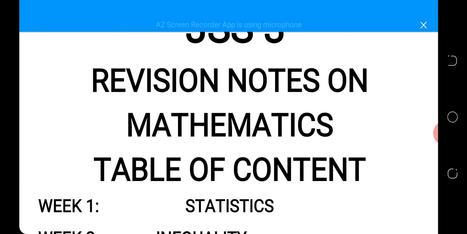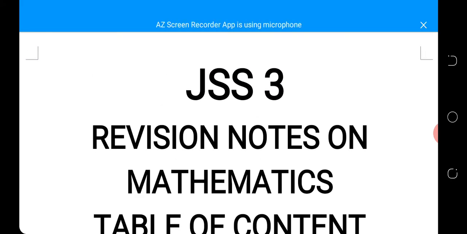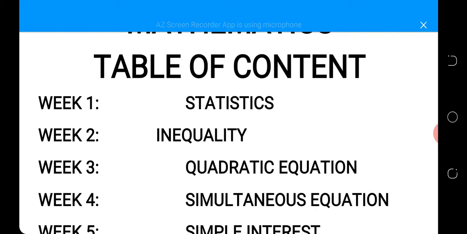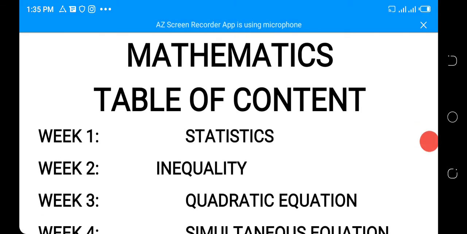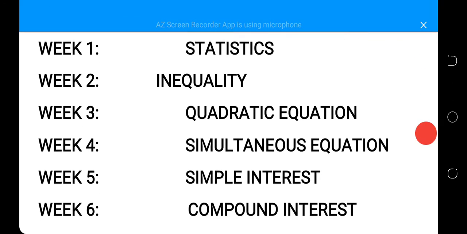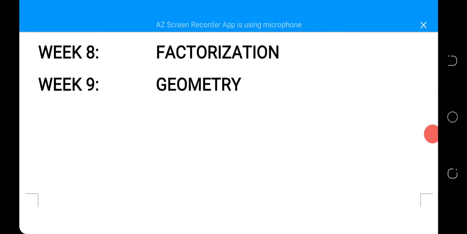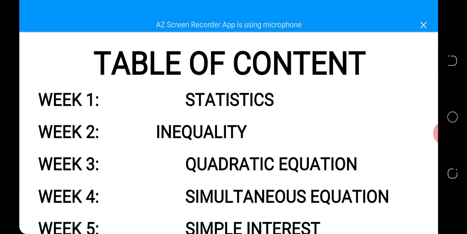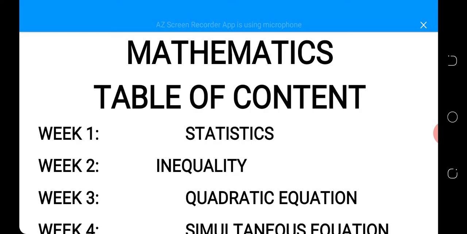I am here before you this moment to take you a topic in mathematics. And the topic of discussion is statistics. As you all know, JS3 third term is a revision class. So the list of topics to be revised for this term are given below. As you can see, the first topic is statistics.